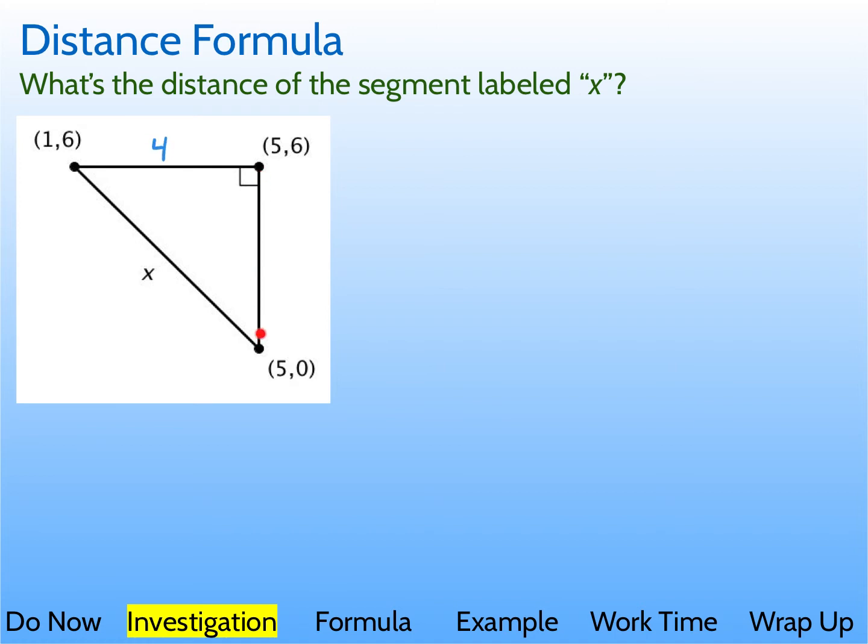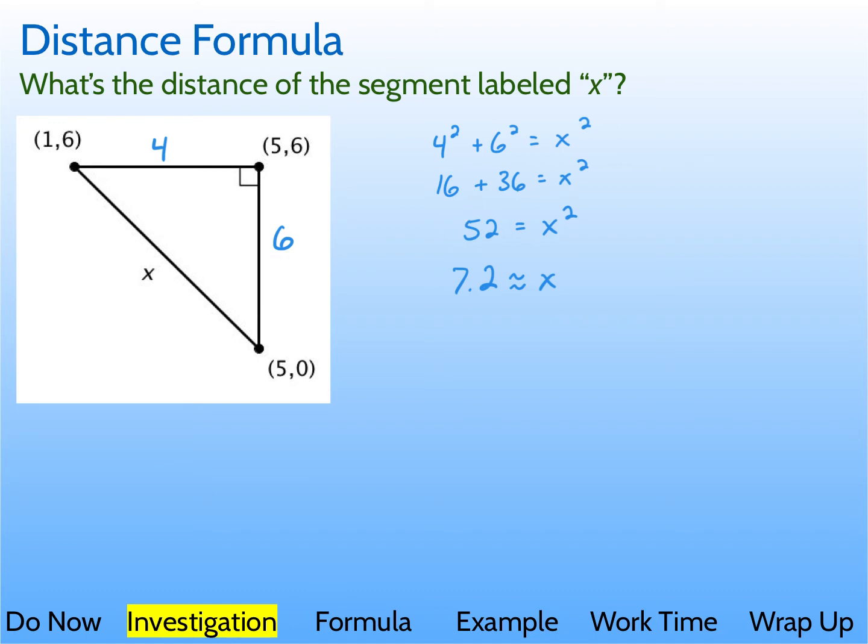Likewise, if you look down here, it goes from 5, 6 to 5, 0. The 5 stays the same, so whatever. And then from 6 to 0, there's a distance of 6 in between those two things. So what you can do now is just solve using the Pythagorean theorem again. And x, the hypotenuse, is about 7.2 units long after you take the square root of 52.